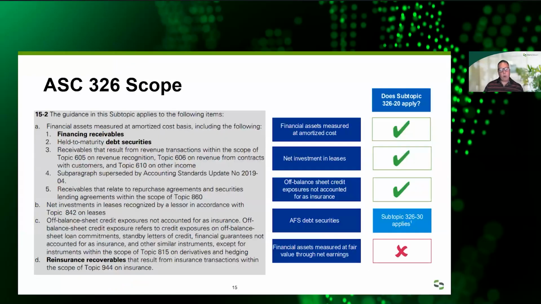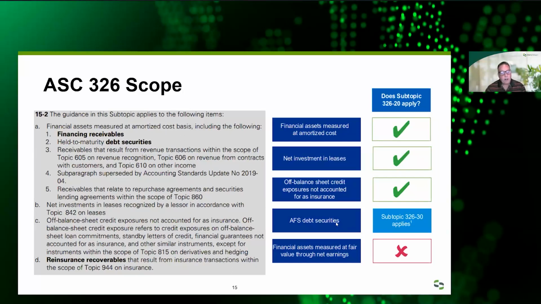Okay, scope and core components. Let's talk about what's in scope. Basically we've got financial assets. Anything that's a financial asset measured at amortized cost is in scope, right? As the guidance here shows, financing receivables are in scope, and we have a slide after this that talks more about those. Held-to-maturity debt securities are in scope.